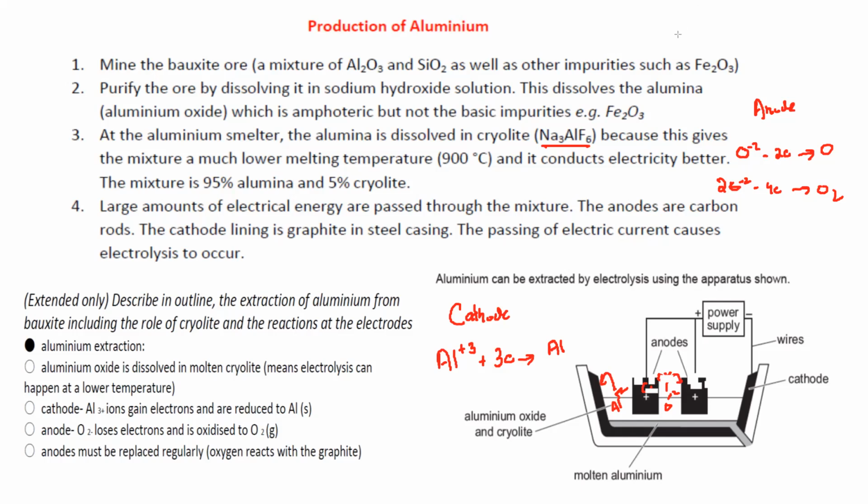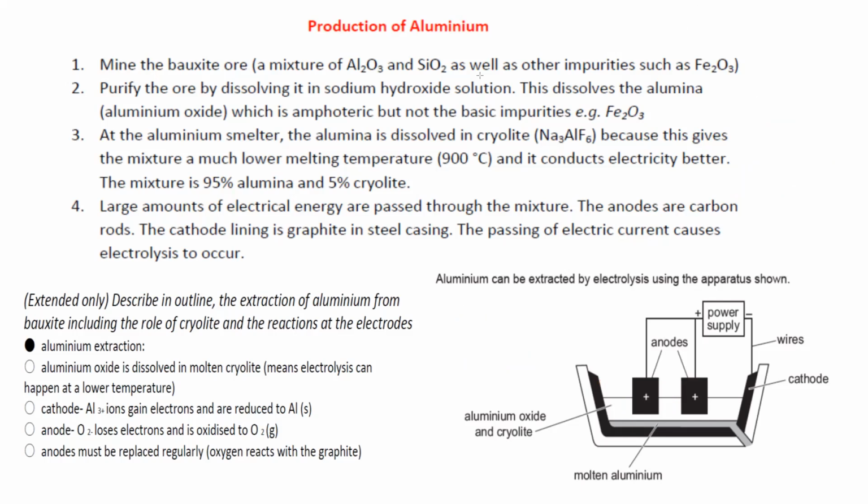So the points which are important here. Number one, how we extract the aluminium. First, aluminium oxide is dissolved in molten cryolite, which lowers the melting point. Then aluminium ions gain electrons at cathode and they are reduced to aluminium atoms. Oxide ions lose electrons, or are oxidized, to oxygen gas. And the anode must be replaced regularly. Why? Because the oxygen reacts with graphite, or we can also say oxygen reacts with carbon due to high temperature. So this is how we separate aluminium from oxygen.